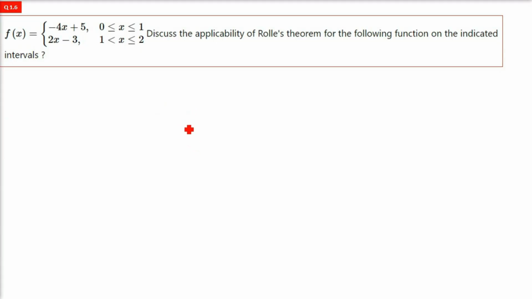Now we are still on the same path: whether Rolle's theorem can be applied or not, whether the applicability is established or not. So we have 0, 1 and 2. Between 0 and 1 we have minus 4x plus 5. Between 1 and 2, you have 2x minus 3. If we apply Rolle's theorem, first the function has to be continuous. Second, it has to be differentiable. Third, f(a) should be equal to f(b), that is f(0) equals f(1) and f(1) equals f(2), like that. Fourth condition is f'(x) equals 0. What will we do? We have 0, 1 and 2. My favorite point is to put a 0.